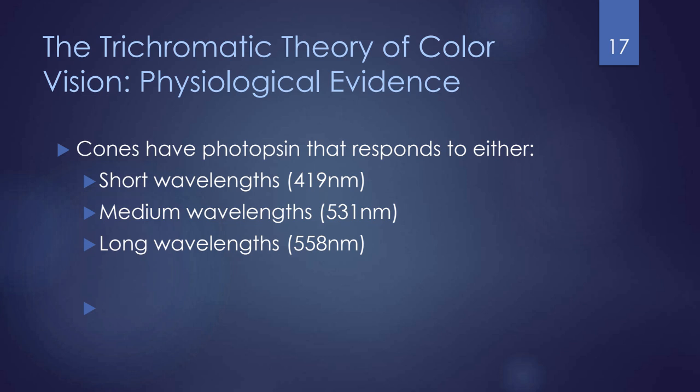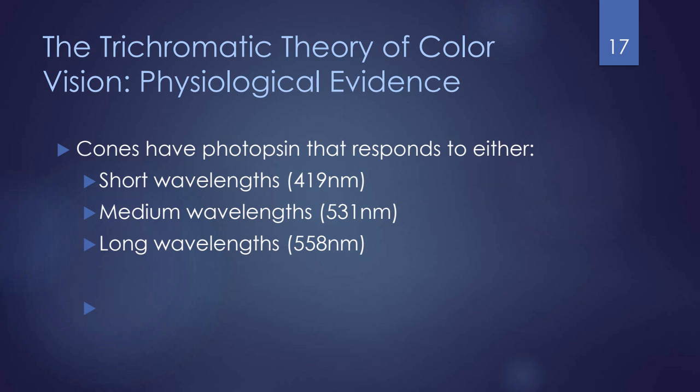So let's look at the parts of the spectrum that the different types of photopsin respond to. Cones have photopsin that will respond to either short wavelengths of light in the 419 nanometer range, medium wavelengths in the 530-ish nanometer range, and long wavelengths in the 558 nanometer range.